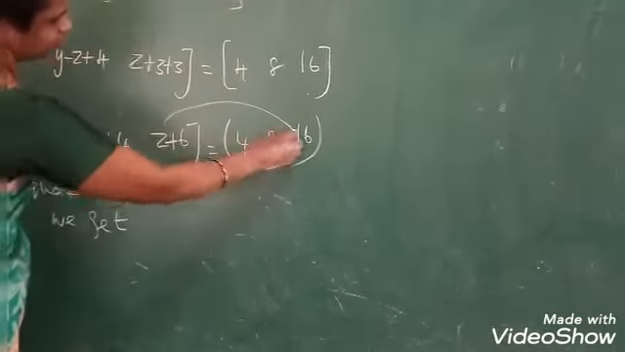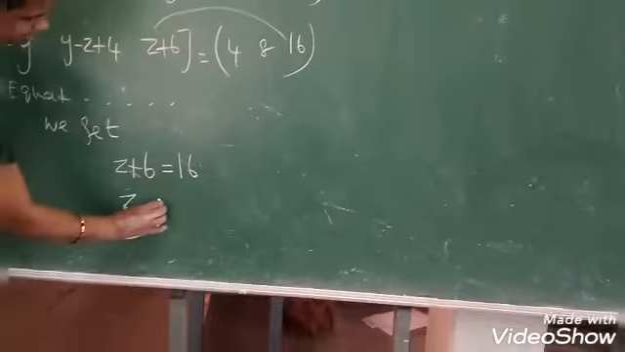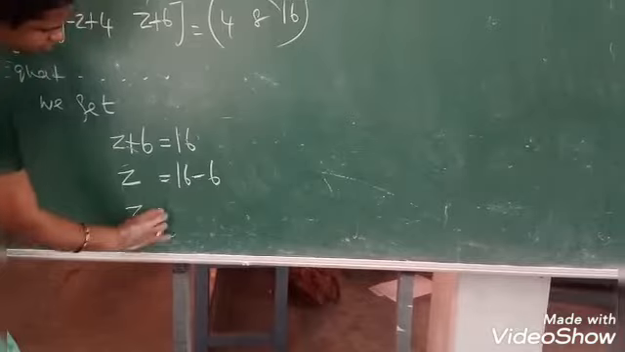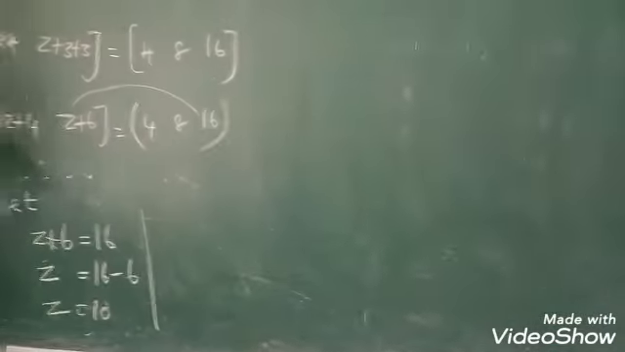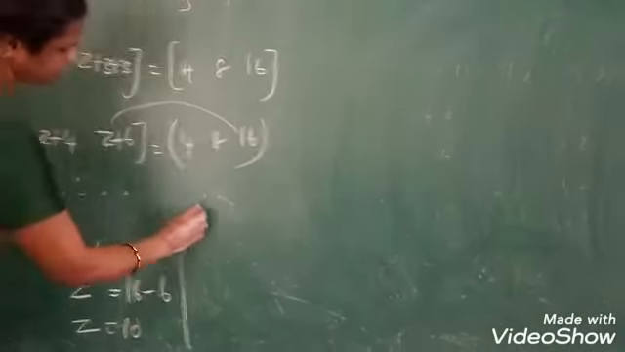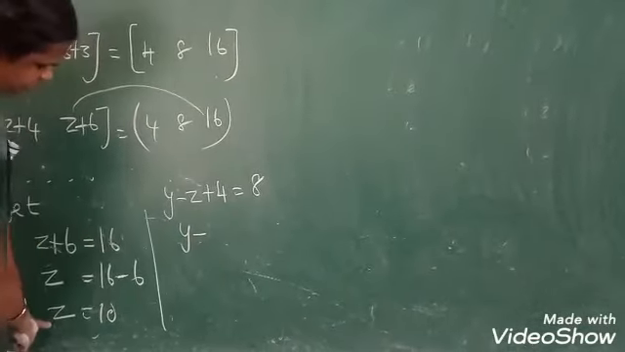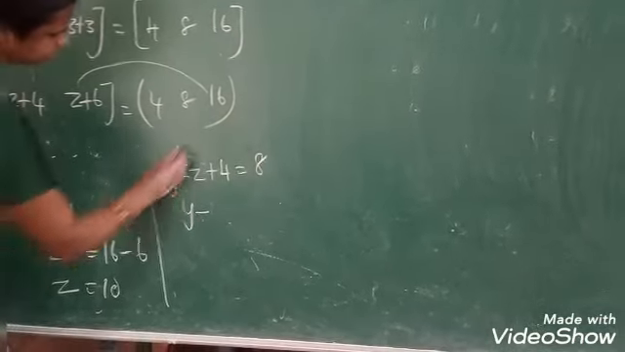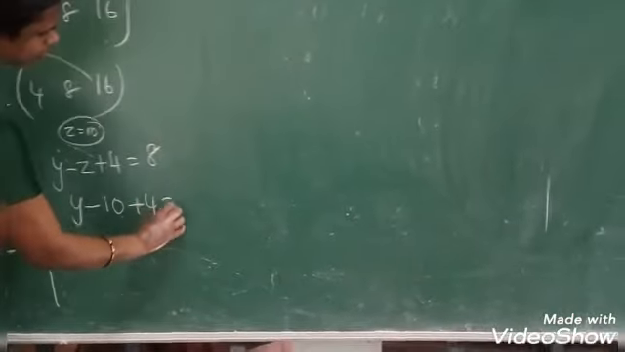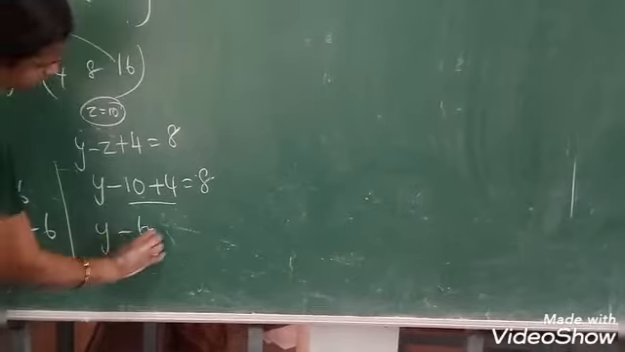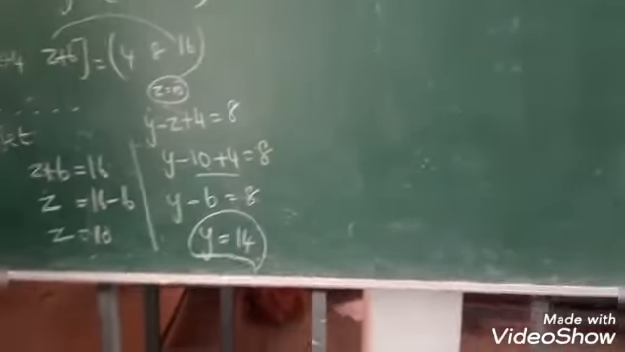The last element is z plus 6. I am going to substitute the value for z. Easily you can find the z value. So z plus 6 is equal to 16, so z is equal to 10. Okay girls? Have you all understood? Then next one, the z value you have to substitute. I am taking the second element: y minus z plus 4 is equal to 8. What is the value of z? Yes, z is equal to 10, from the first equation. Substitute z equal to 10. Now simplify: y minus 6 is equal to 8. So y is equal to 14. The minus 6 goes to the right hand side. Okay.